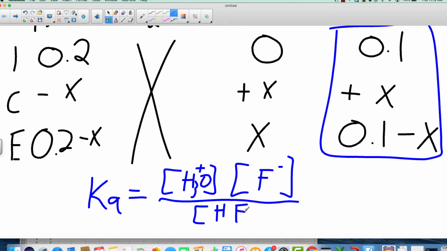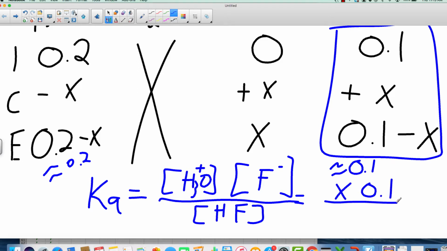Notice all the same that we have been doing. We're going to neglect the X. We're going to say 0.2 minus X is the same thing as 0.2. We're going to say that 0.1 minus X is pretty much the same thing as 0.1. And so when I substitute into my Ka expression, I'm going to get X times 0.1 over 0.2.